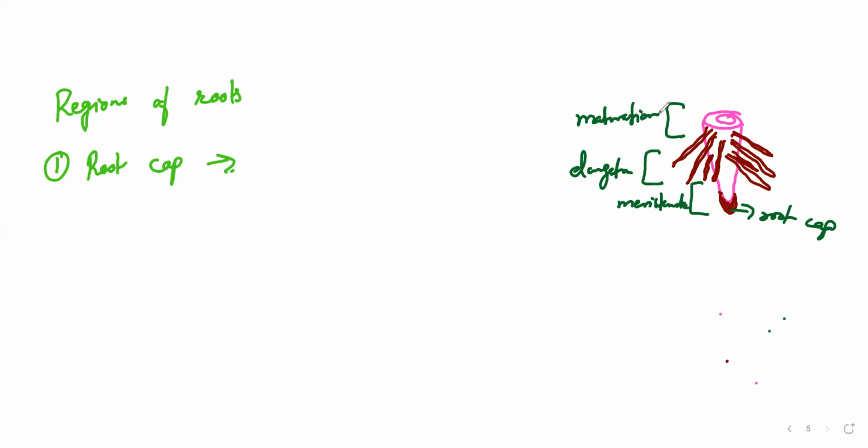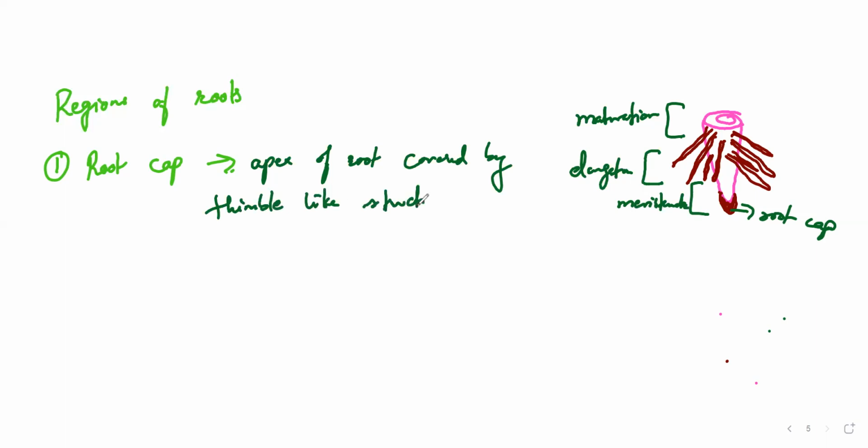So first, coming to the root cap. As you can see, it is present at the apex of the root, and it is covered by a thimble-like structure. Thimble-like structure means this one. Okay, this is called what? Thimble-like structure. So basically, it gives protection, plus it allows that particular root to penetrate through the soil without any disturbance. So for that purpose, this root cap is present.